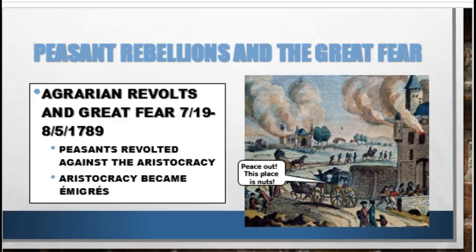And again, as you can see in this particular painting, you have chateaus on fire. You got people storming into these chateaus, looting, and so this is where you have the émigrés, and they're getting out of there. This place is nuts. I'm out. All right. So thousands of them started to flee France, as I said earlier.